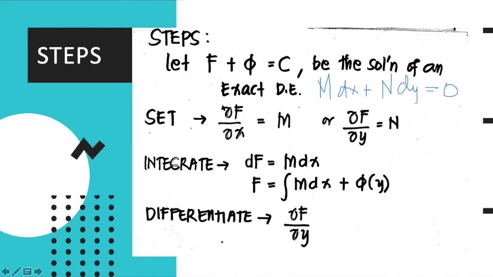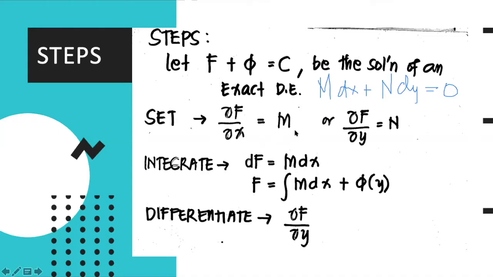So you may set the partial derivative of the function with respect to x, or the partial derivative of the function with respect to y equal to N, as your starting equation. Here in these steps, I will be selecting this. So M is equal to the partial derivative of f with respect to x. We arrange this equation into this format, so as you can see, I have written this part as the total differential df equal to M dx. We will integrate this equation.